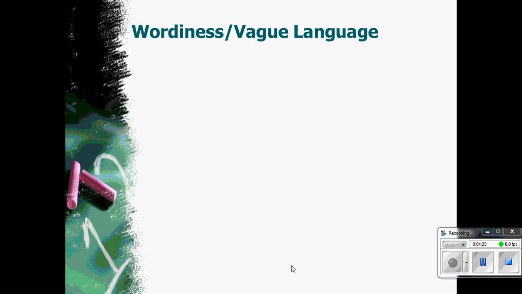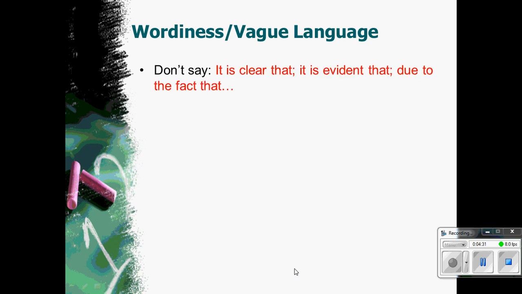I saw some wordiness and some vague language, pretty typical for first papers, so let's just focus on some of those. One thing I want you to avoid is starting a sentence with "it is clear that," or "it is evident that," or "due to the fact that." Part of the reason that I want you to avoid that is because it, again, slows down the reader. It's a little bit like throwing marbles in my path as a reader, and I'm clumsy already. I don't need to fall down and have any more opportunities to have that happen. So you need to take out the marbles.